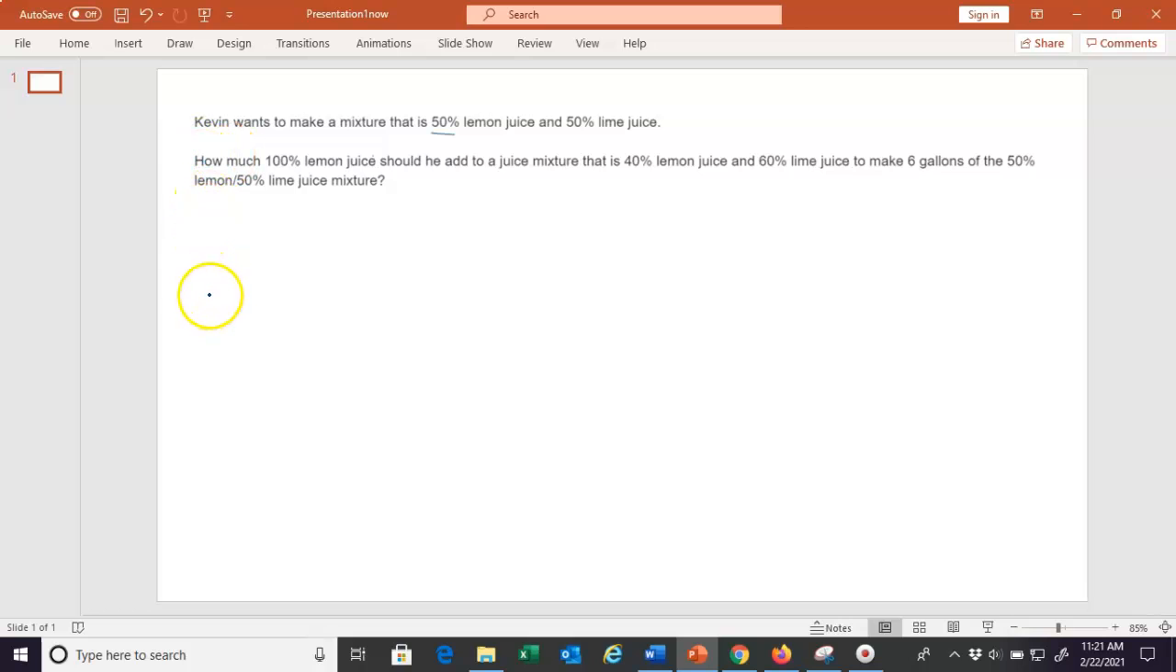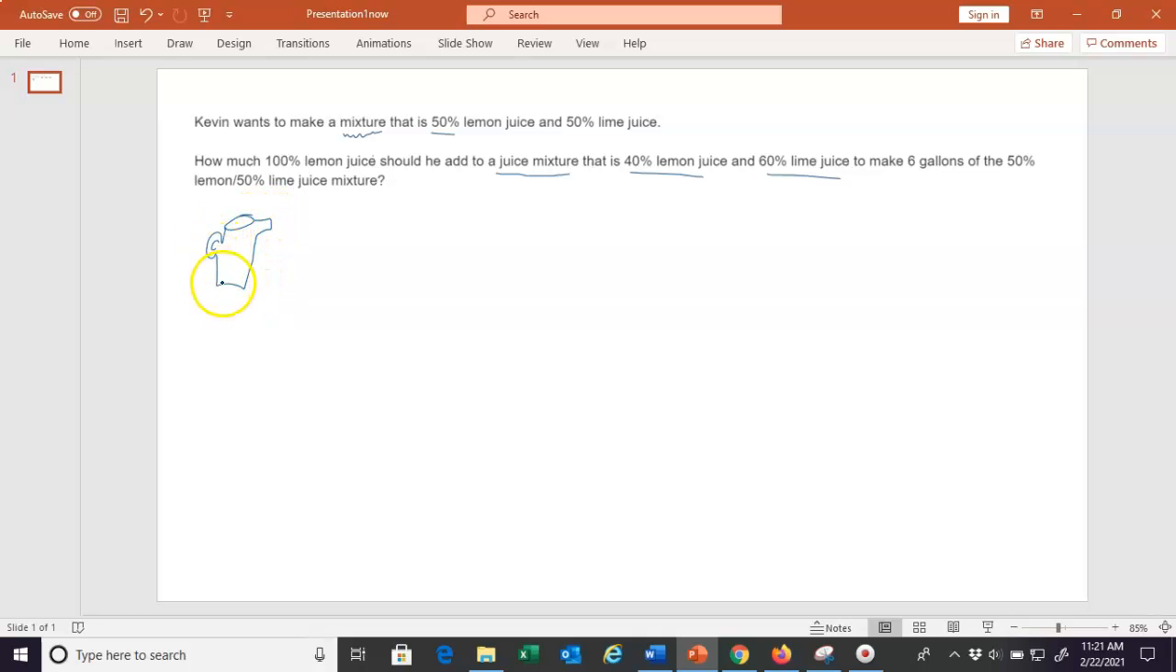It says Kevin wants to make a mixture that is 50% lemon juice and 50% lime juice. So think of a big pitcher of a mixture. That's the word they're using. I think of lemonade. And he wants half of it to be lemon and the other half to be lime. How much 100% lemon juice should he add to an already existing juice mixture that is already 40% lemon and 60% lime? So he's got this pitcher. Let's see if I can draw a picture. This is terrible. Sorry, guys.